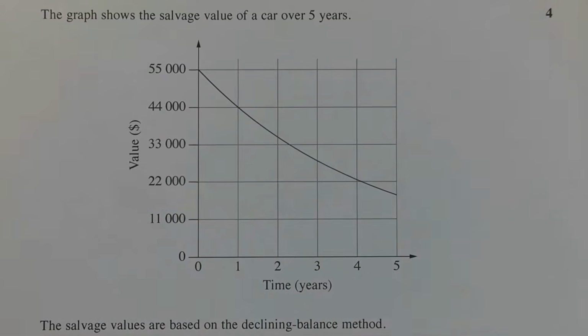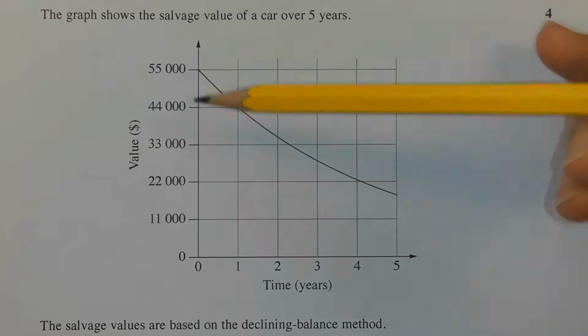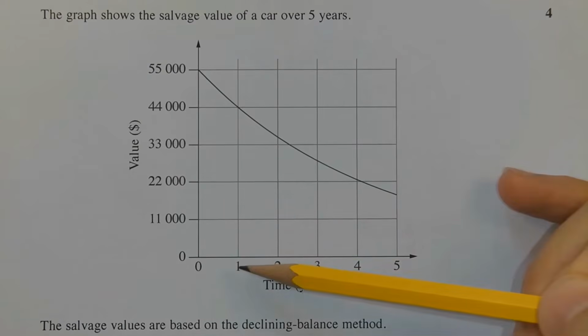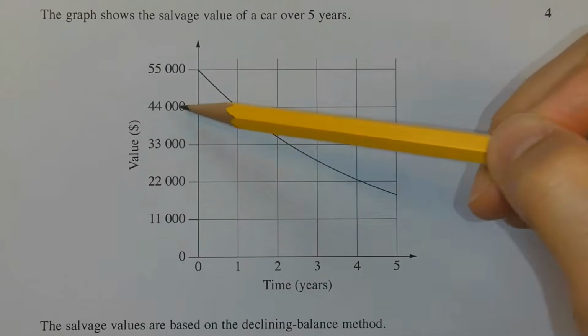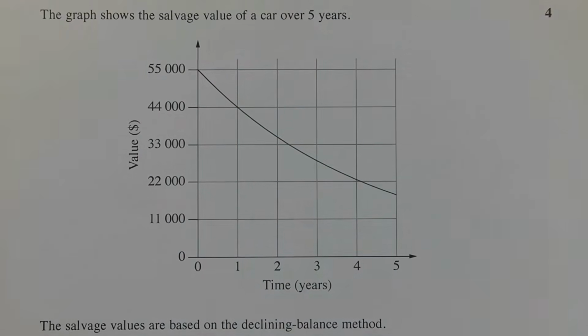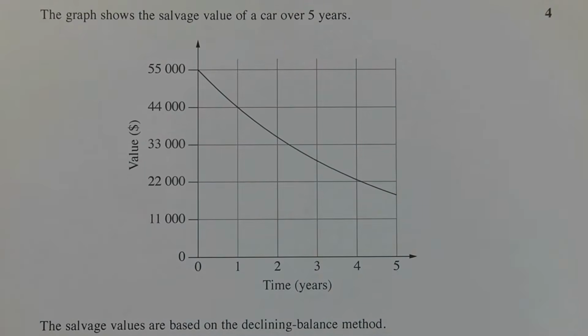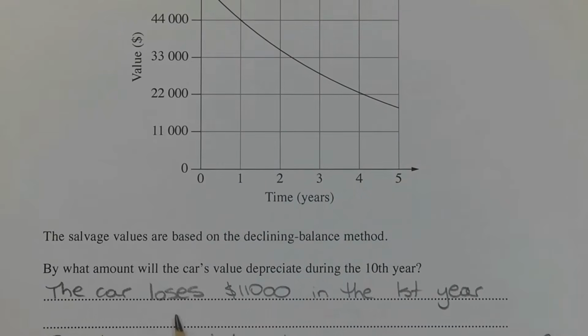Looking at the graph, and in particular, looking at the value of the car at year 0 and year 1. Now at year 0, the price of the car was $55,000. So that's the original purchase price of the car. Now at year 1, or 1 year after the car was purchased, the value of the car is $44,000. So clearly, the car has lost or depreciated in value by $11,000. And I've stated that here. The car loses $11,000 in the first year.